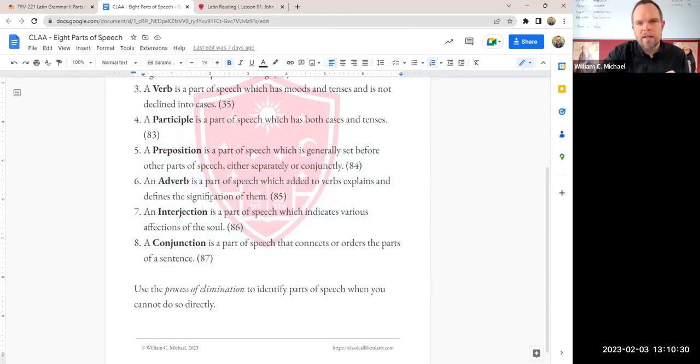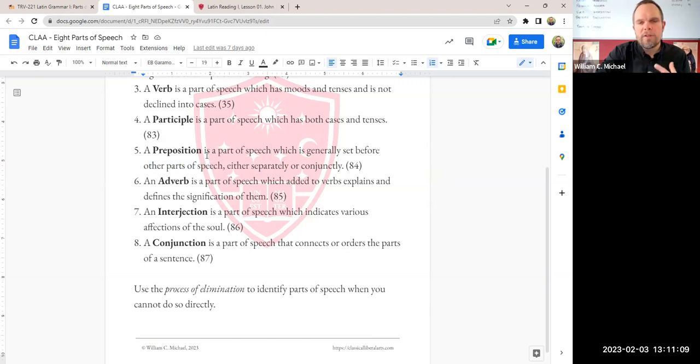And what I want you to do here, I know you already may know the answer, but I want you to look at the definitions and understand how to use the process of elimination, like I said, to identify the parts of speech. Okay, so first of all, think of the Latin word in. A preposition is a part of speech which is set before other parts of speech. Let me ask you, in our reading, is the word in set before another part of speech? Yes or no? Yes, it's set before principio, right?